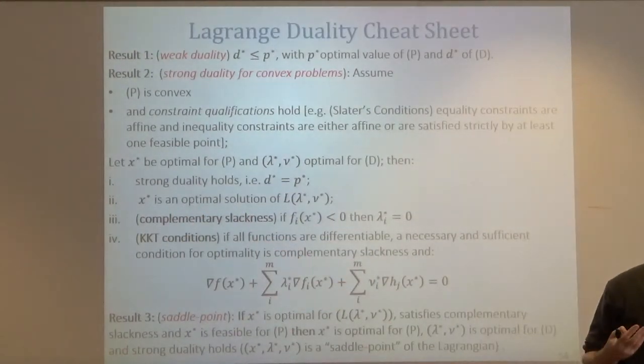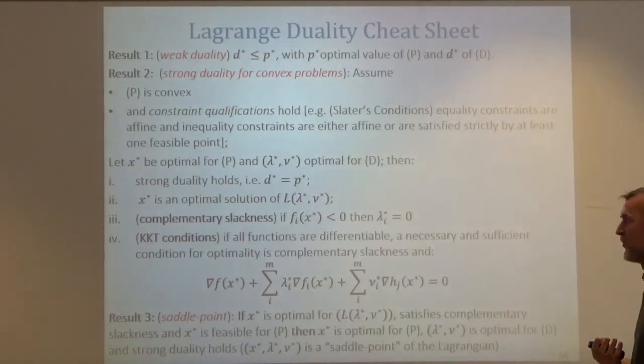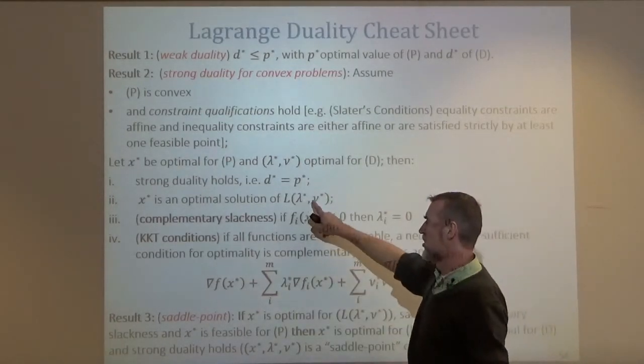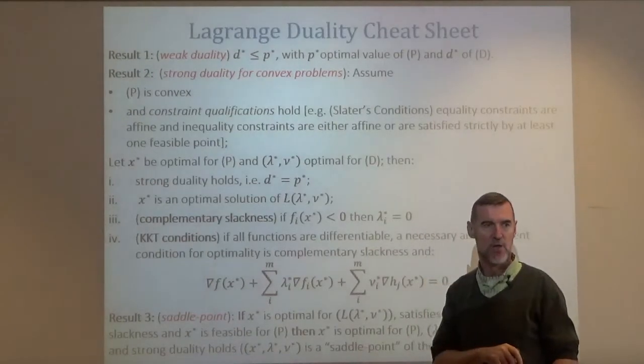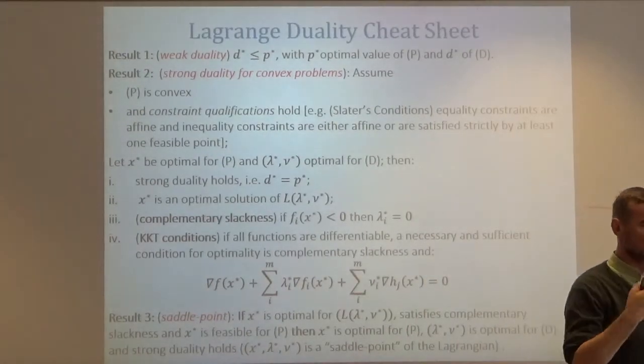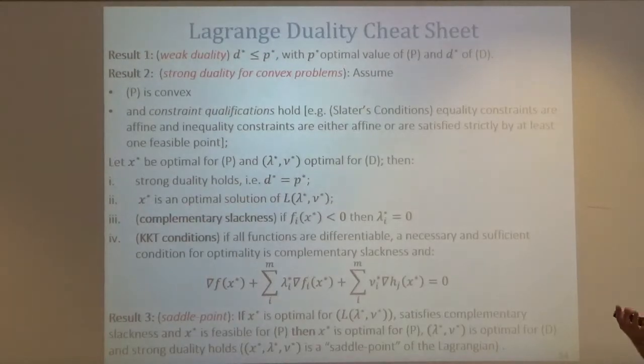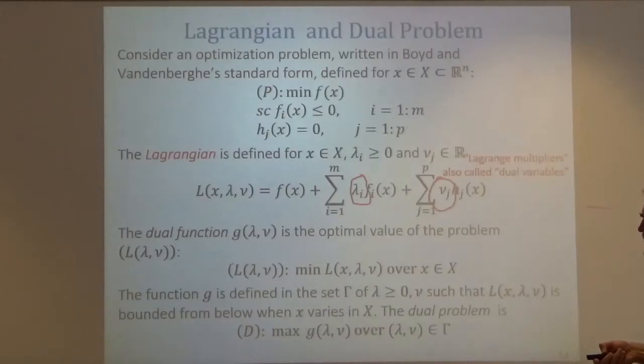This has also an important interpretation. That means that we can interpret the lambda star and nu star as marginal costs, because we're saying instead of having the hard constraints as they are, you pay a penalty.